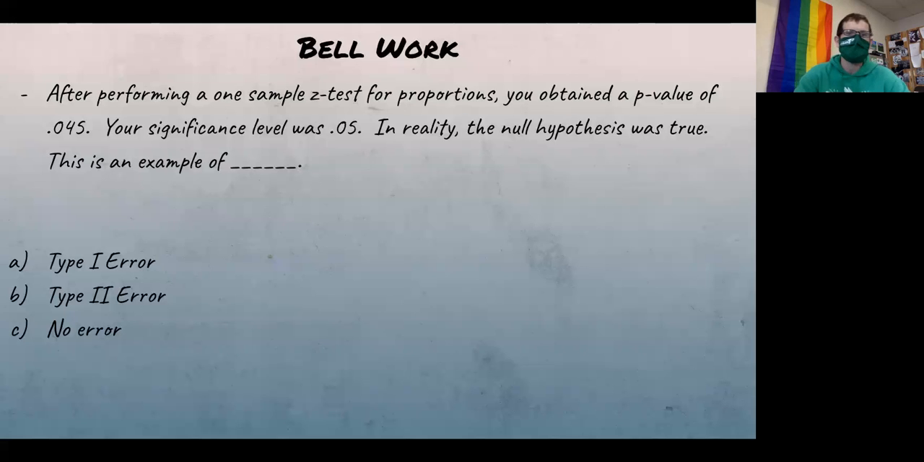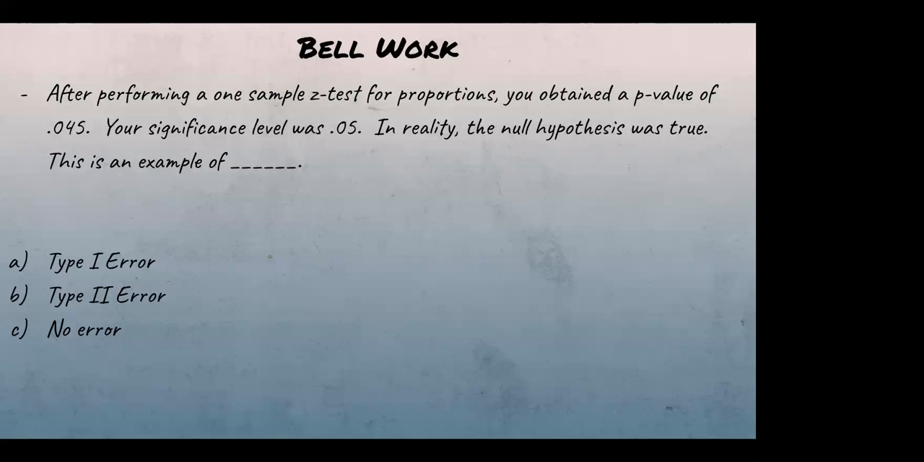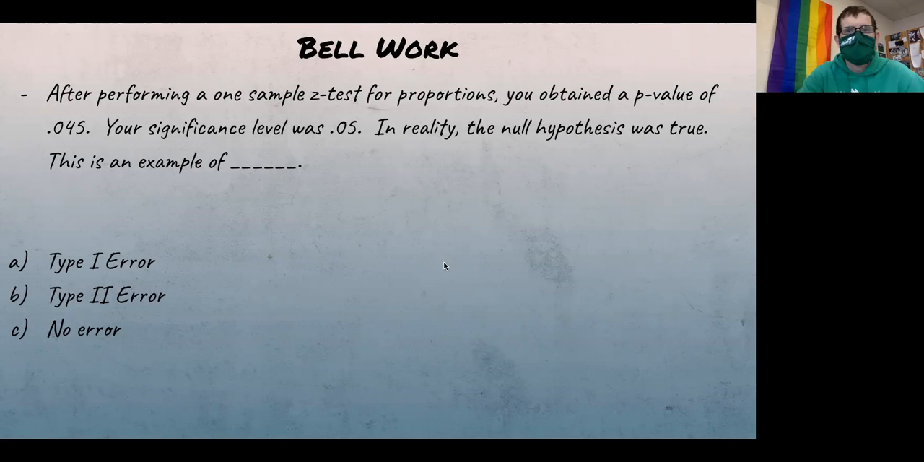So we are looking at a situation where we've got a p-value of 0.045 and a significance level of 0.05. According to this, we would choose to reject the null hypothesis, because according to our p-value, it is unlikely that this would have occurred by random chance alone at a significance level of 0.05.